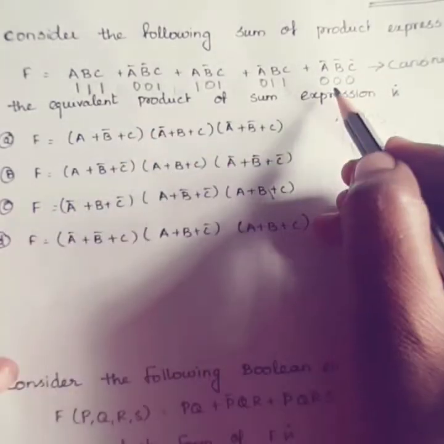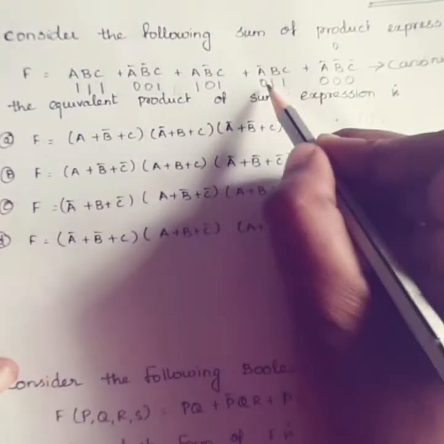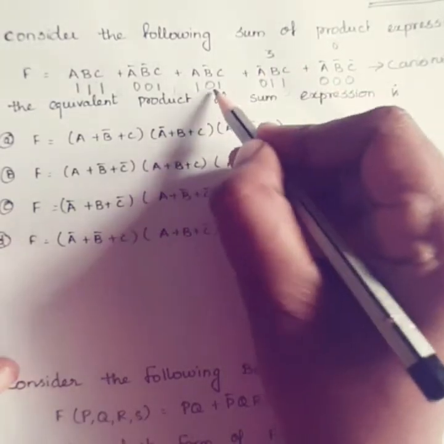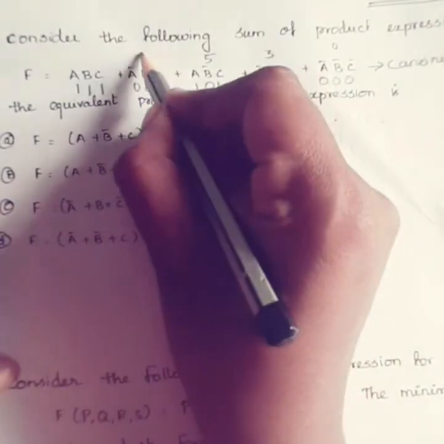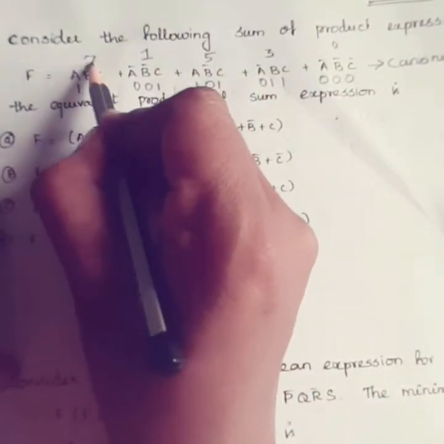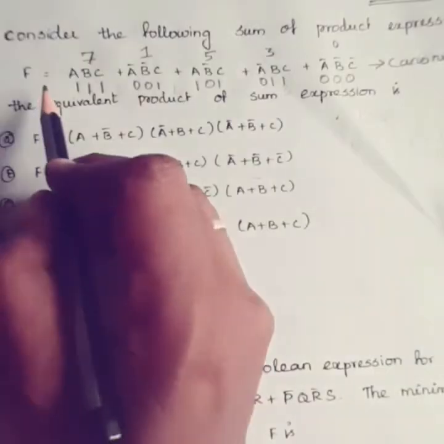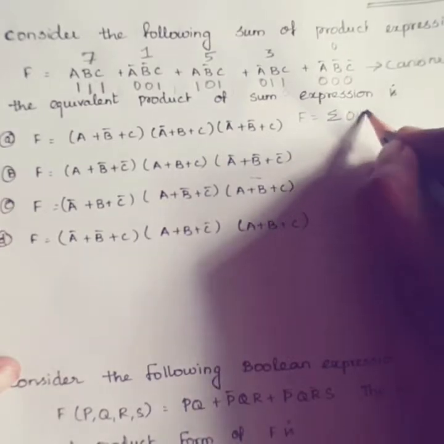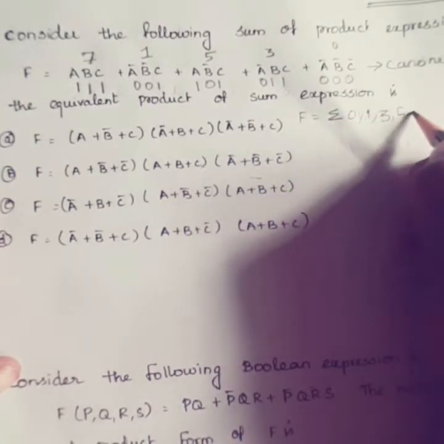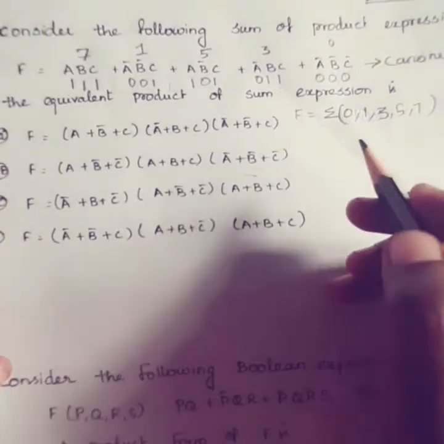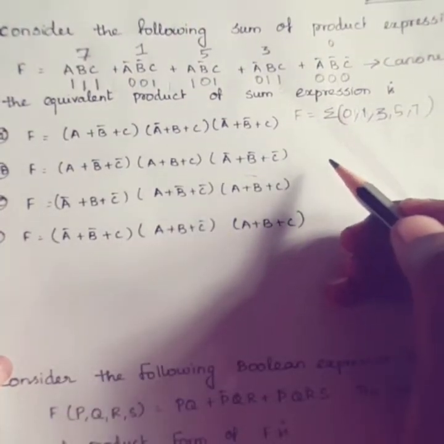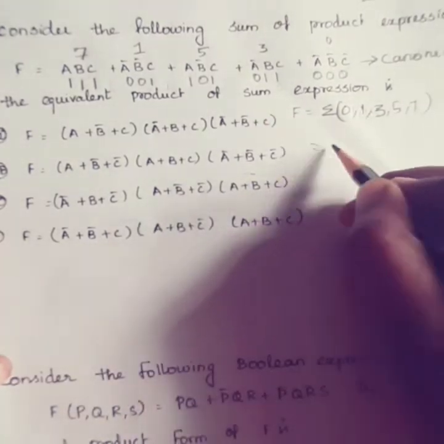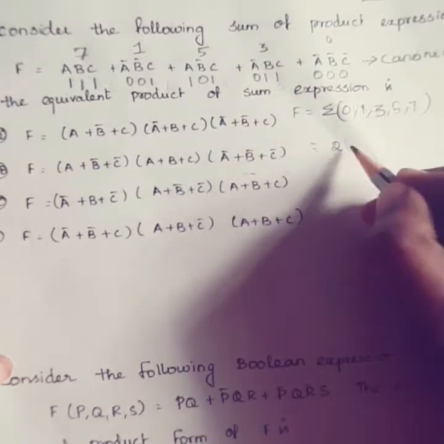The corresponding min terms are 000 that is min term 0, 011 that is 3, 101 that is 5, 001 that is 1, 111 that is 7. So these are all the min terms involved in this function f. You can write f is equal to sum of min terms 0, 1, 3, 5, 7. The product of sum has to be written by means of the terms which are not involved in this function.